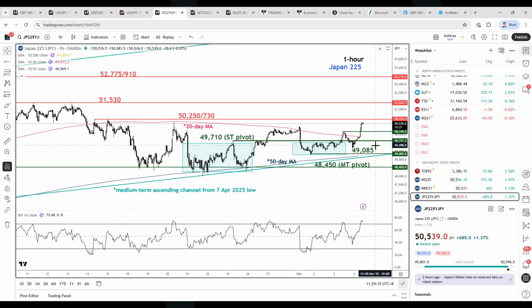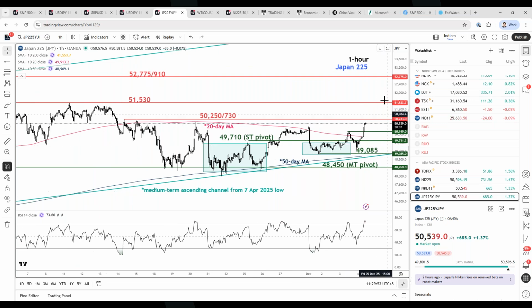Only a bearish breakdown below 49,710 would negate today's bullish bias view on the Japan 225, to see a further slide to retest yesterday's short-term pivotal support level at 49,085, which is the minor swing low area of 1st of December, and now confluencing exactly closely with the rising 50-day moving average as well. So that's for the Japan 225.